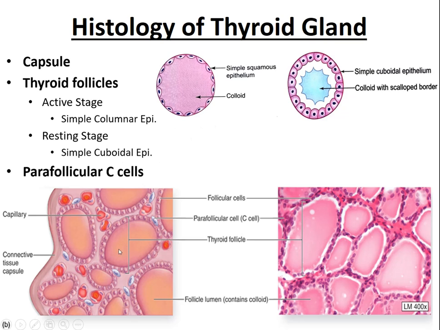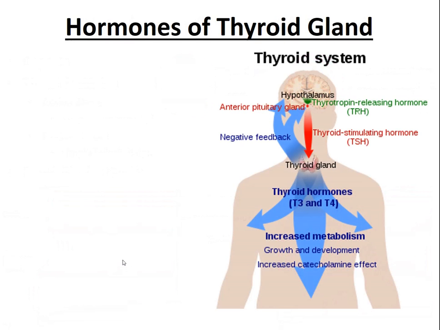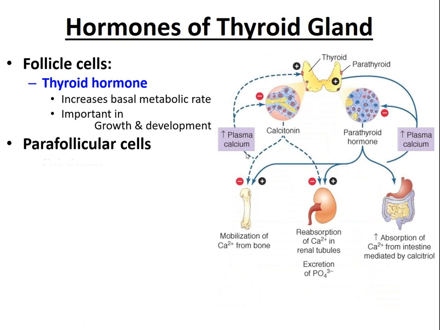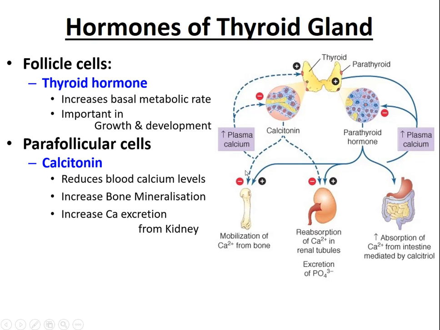In between the follicles, we may find parafollicular cells, which are important for calcitonin secretion. So which are the hormones? Follicular cells secrete thyroid hormone, that is T3 and T4, which is important for increasing the basal metabolic rate and also for growth and psychic development. While parafollicular cells secrete calcitonin, which reduces the blood calcium level.